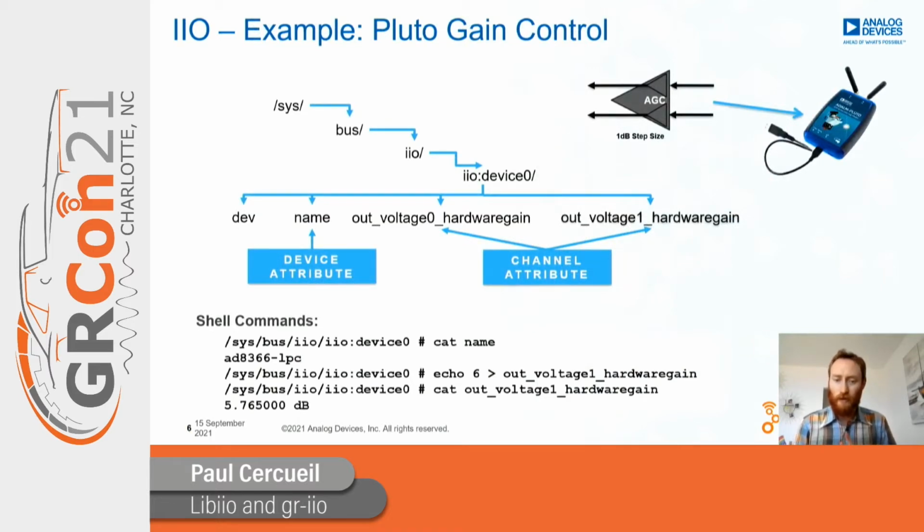For instance, to configure the gain control on the ADALM-PLUTO from Analog Devices, you would have to go to /sys/bus/iio, then go to iio:device0, which is the device that allows you to configure lots of settings. In that folder, you will have the name, for instance, which is a device attribute, and then out_voltage0_hardwaregain, which is the hardware gain for the first channel, and then out_voltage1_hardwaregain, which is the hardware gain for the second channel, etc.